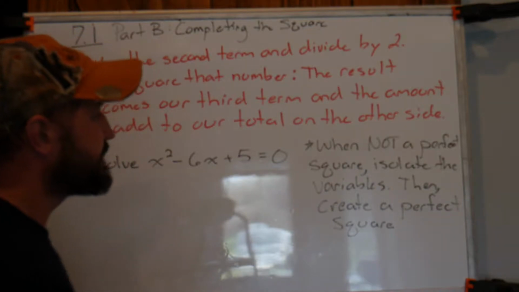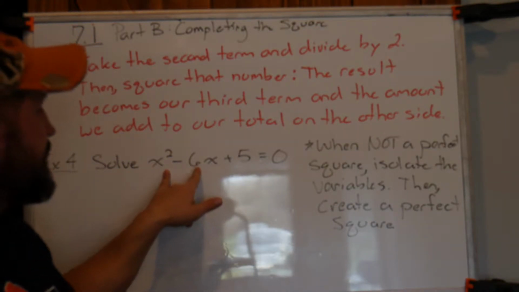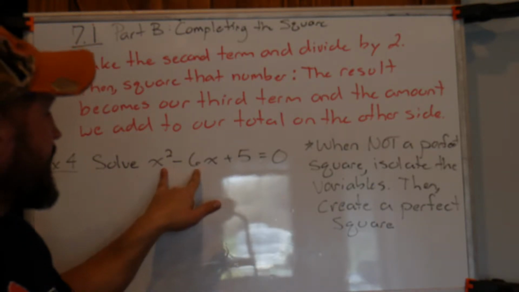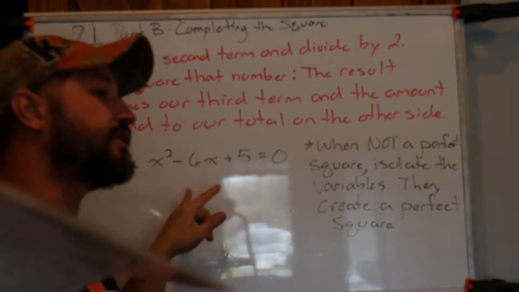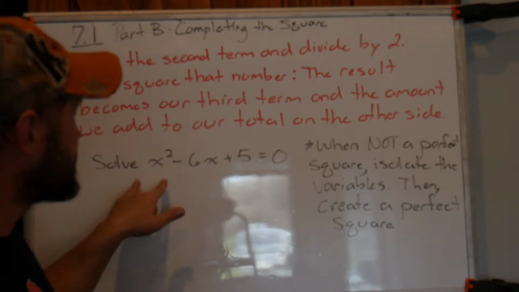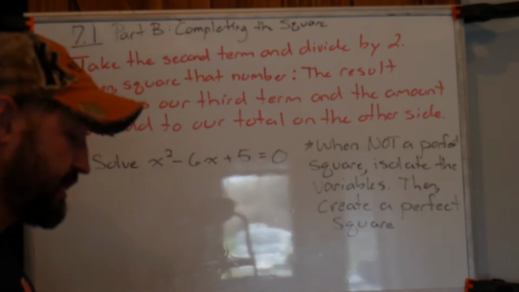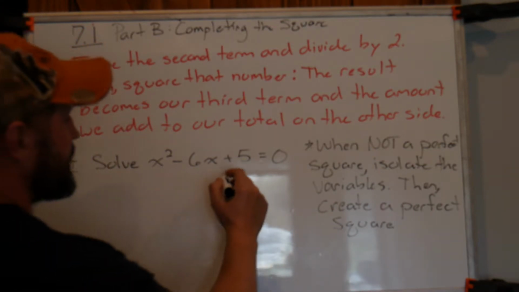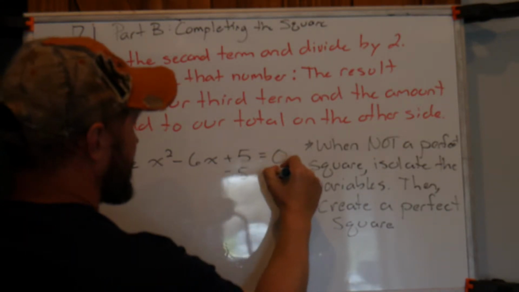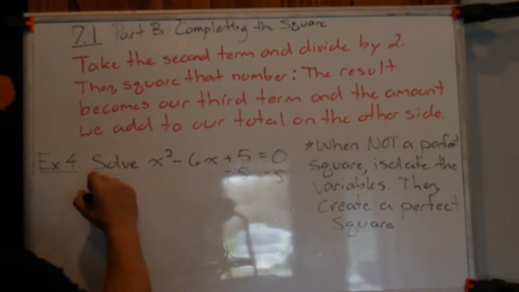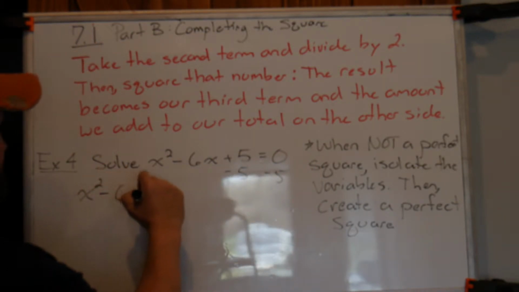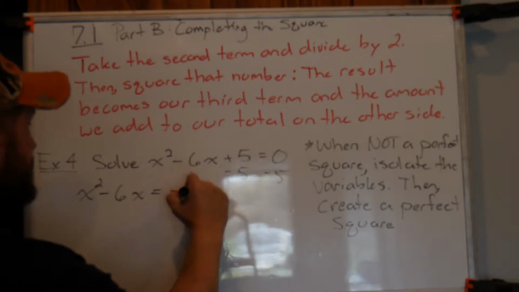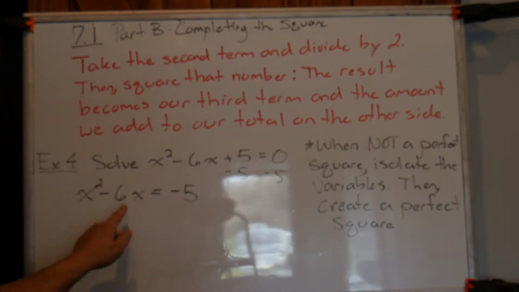When we don't have a perfect square, we need to isolate the variables. We need our x or y or z or t or q or p or whatever they give us on one side and our numbers on the other. So we have to begin by subtracting 5. That leaves us with x squared minus 6x equals negative 5. Okay, all I did was move. That's it. I moved things around.